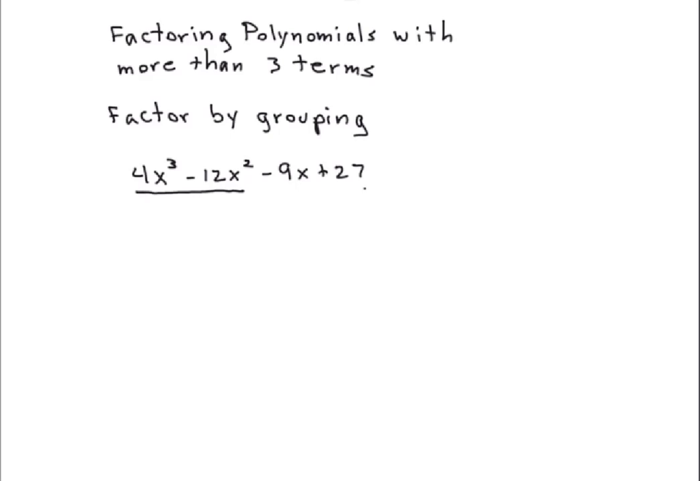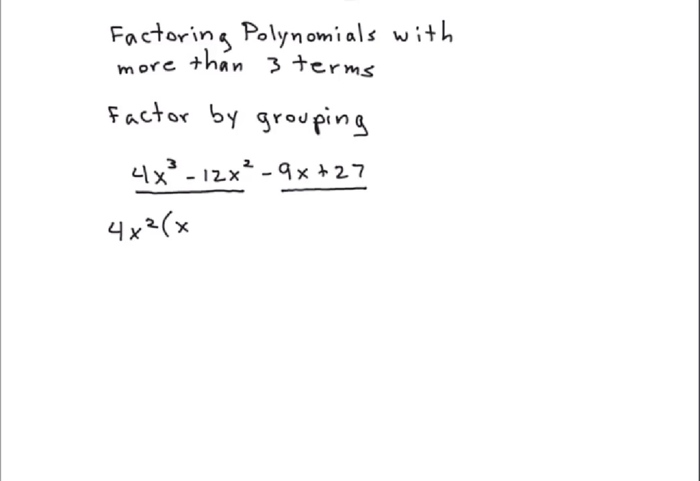So here and here. And what we're going to do is we're going to look for common factors within each group. So that first group, we have a 4, we have a 12, so a 4 is a common factor there. We have an x cubed, we have an x squared. So for that one, we can factor out 4x squared. And then we're left with, in the first one, we took out the 4, so that's gone. We took out 2 of the x's, so we have 1 left.